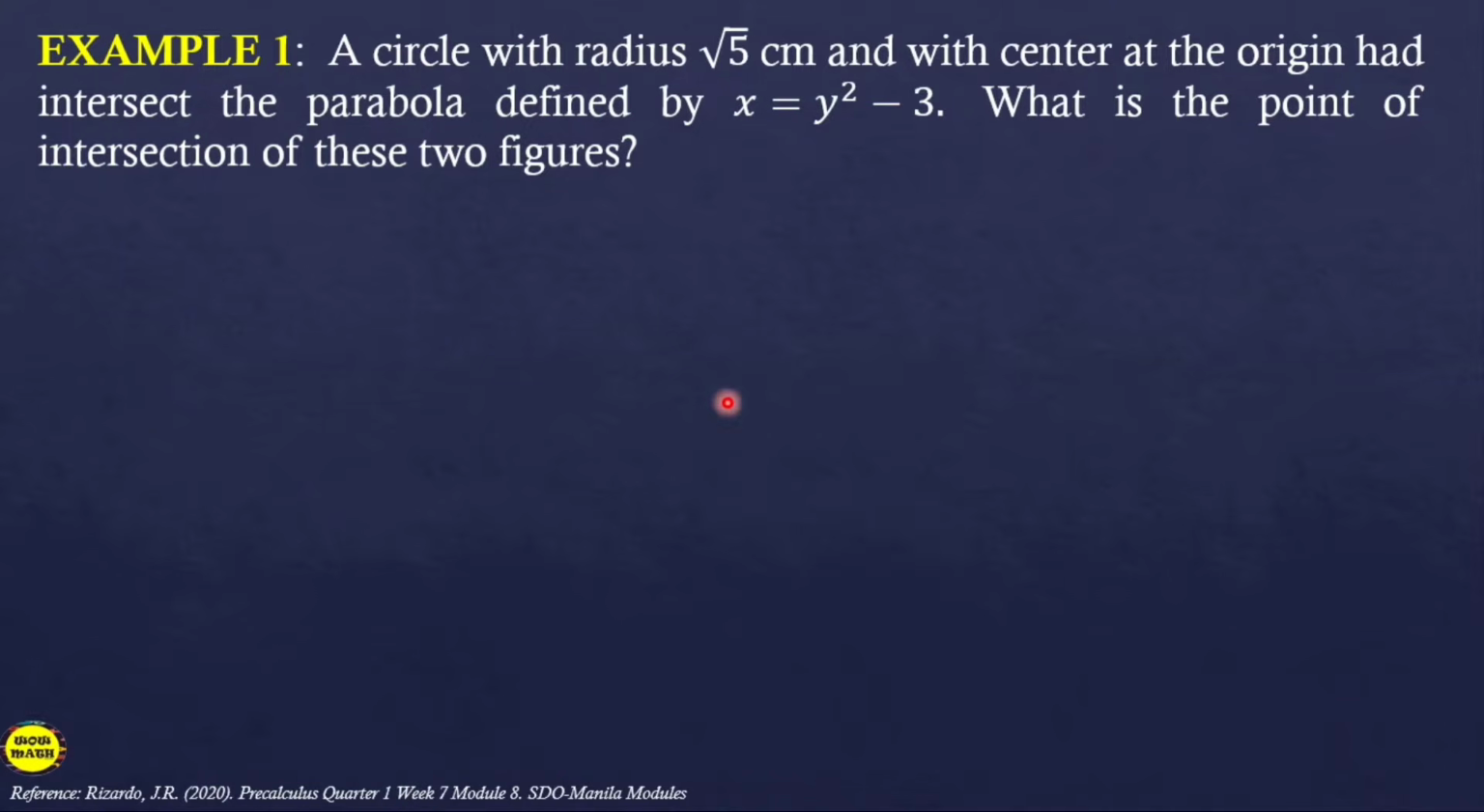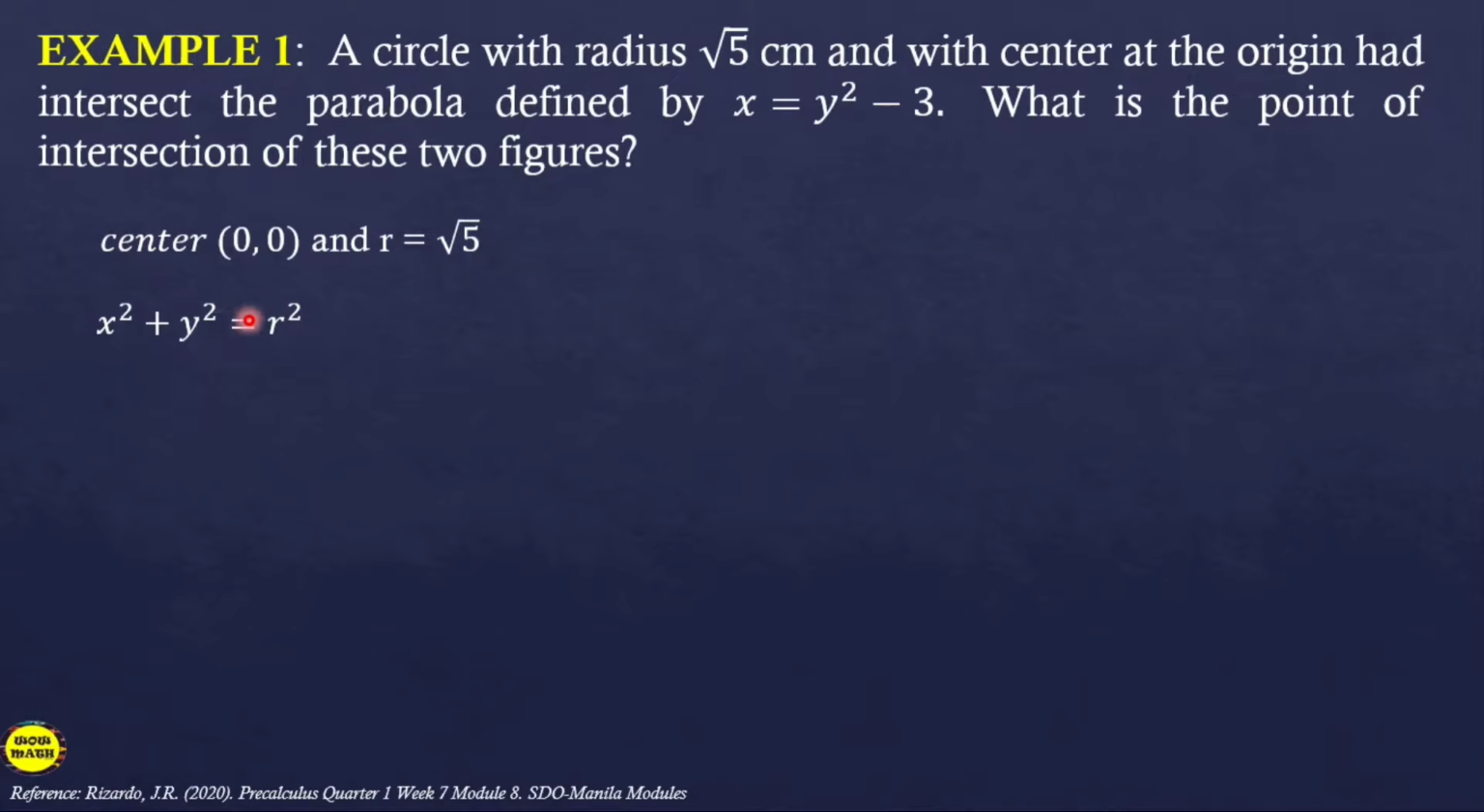So para makuha natin kung ano yung point of intersection, balikan natin yung concept about sa circle. Sabi dito may given radius, yung circle ni square root of 5. And then, yung center natin ay nasa origin. Kapag ang center ng circle ay nasa origin, ibig sabihin yung coordinates nun ay 0, 0. And then, the given radius square root of 5. So, ano yung magiging equation natin kapag ang center ng circle ay nasa origin? Ito yung gagamitin nating equation.